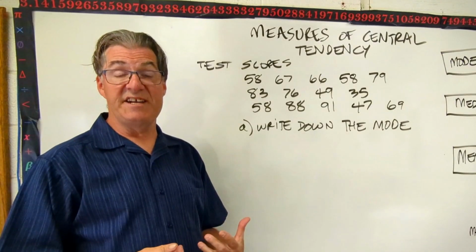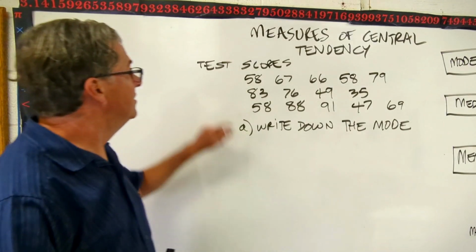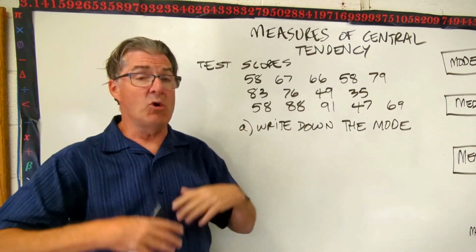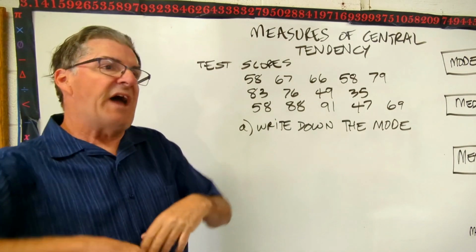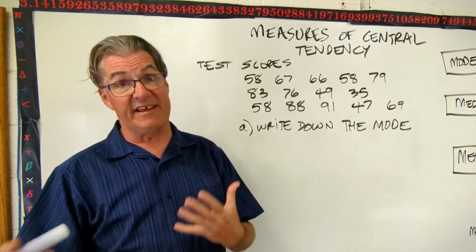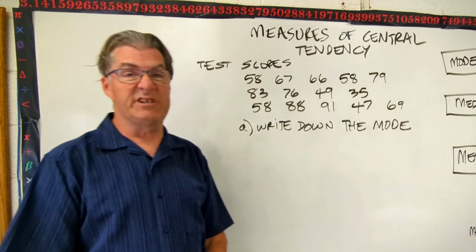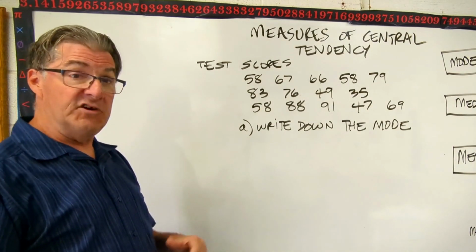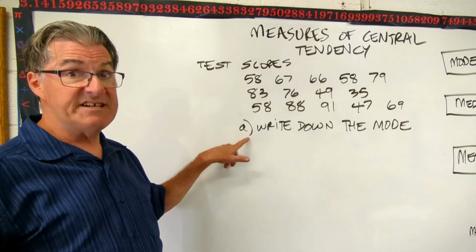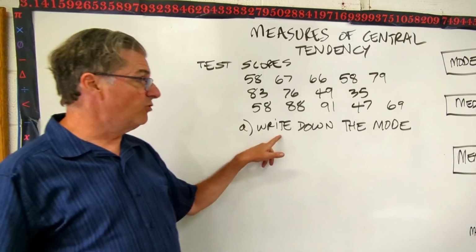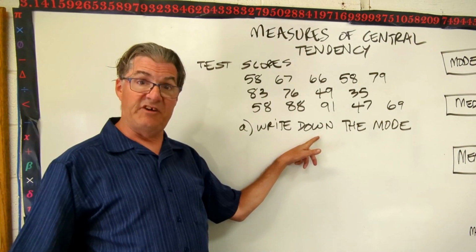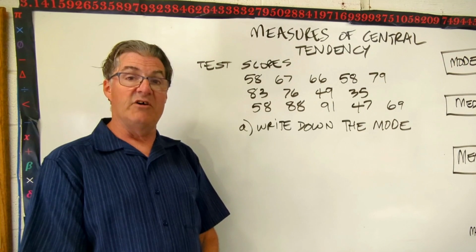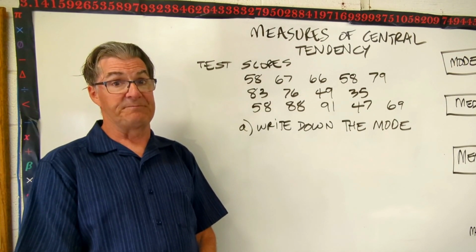Okay, so let's put these ideas to work. Here's our first scenario. Here are a bunch of test scores. I've got 14 different test scores. Now we might want to talk about how the class overall performed. Just looking at those 14 scores, it's kind of hard to say a lot. So our first step is going to be write down the mode. Remember your IB keyword, write down, that means something specific, and then you've got mode over there, the definition thereof. So go ahead and pause the video and figure out what the mode is.